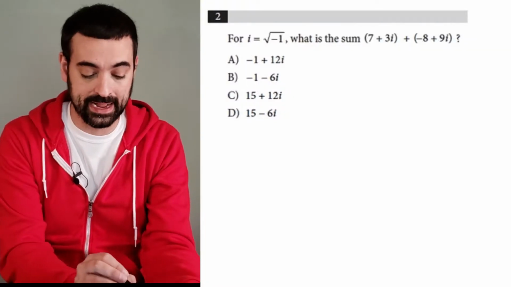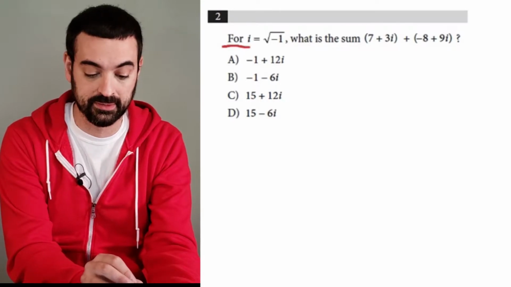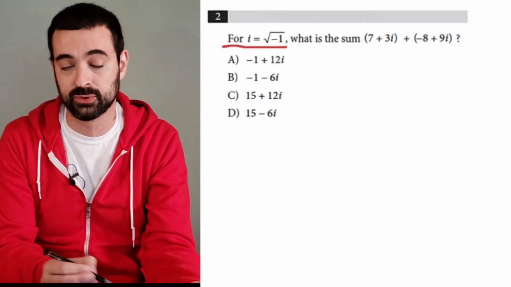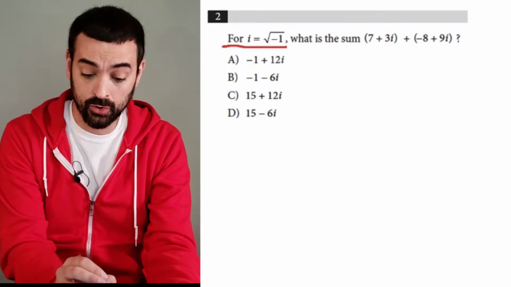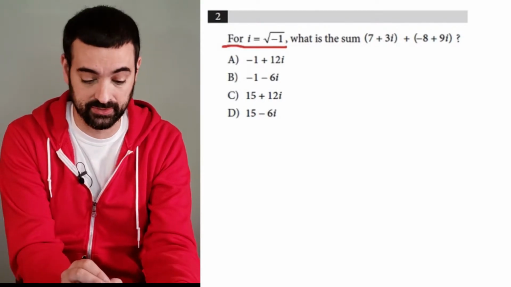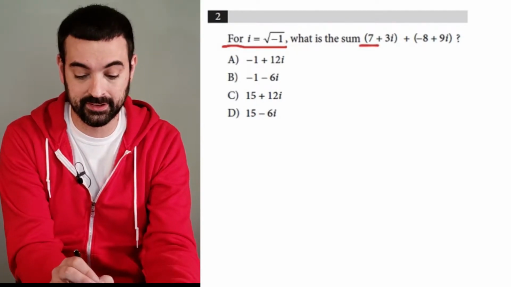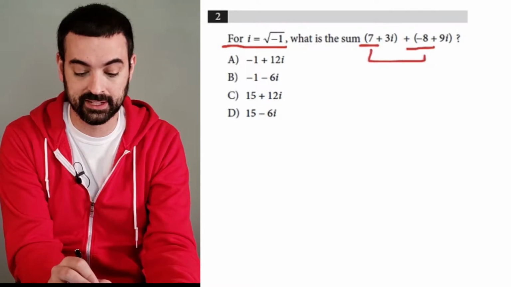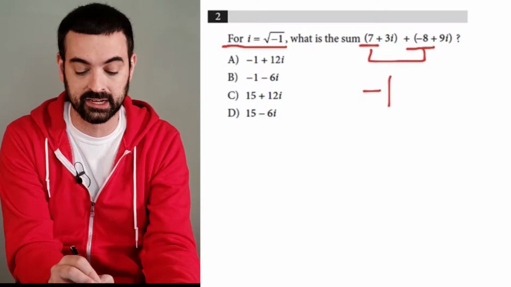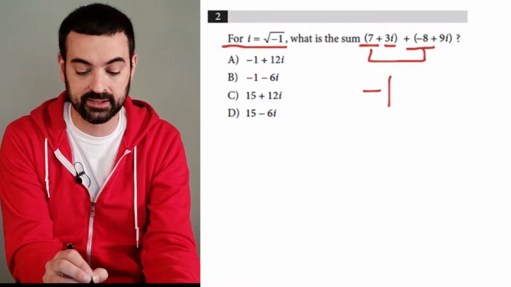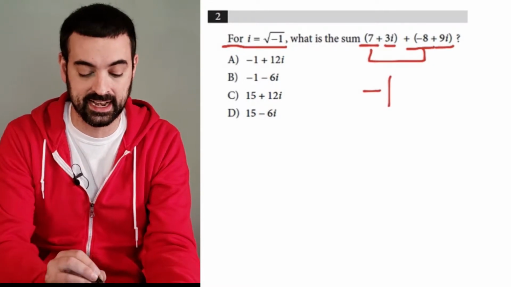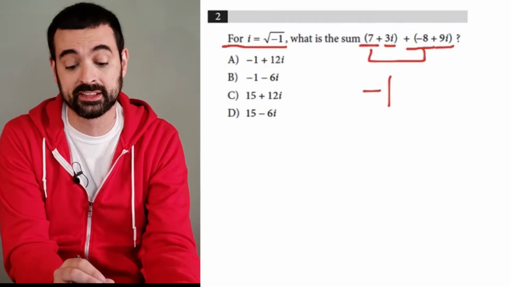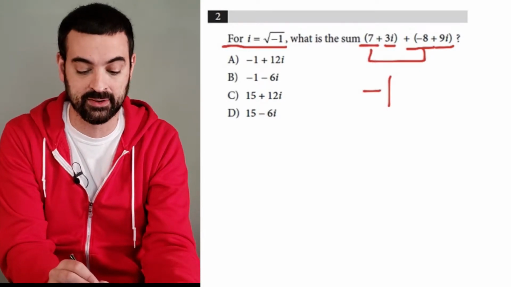We don't have any fractions, even though we're dealing with the imaginary number i, the square root of -1. We're just going to combine like terms here. We've got a 7, and we're adding a -8 to that. 7 plus -8 is -1. We've got a +3i and a +9i. We're going to add those.